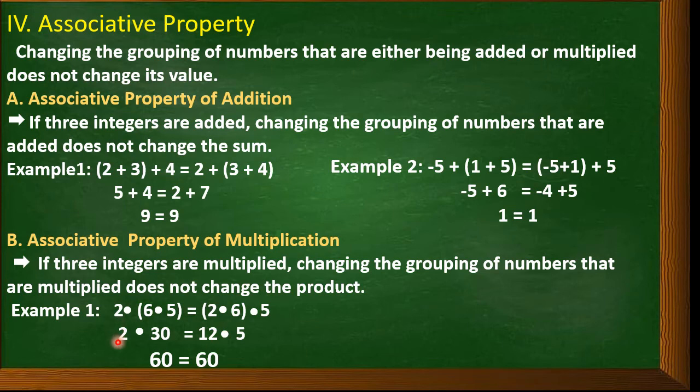So bring down 2. 6 times 5 is equal to 30. Multiply 2 times 30 is equal to 60. Now let's simplify the right side of the equation. So we have to multiply first 2 times 6. 2 times 6 is 12. Bring down 5. 12 times 5 is 60. So they have the same answer even if we have changed the grouping of numbers.